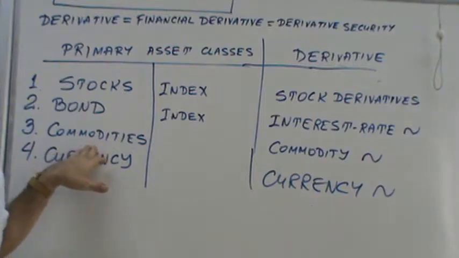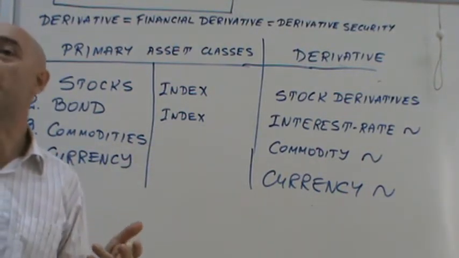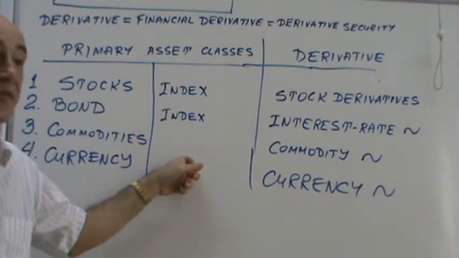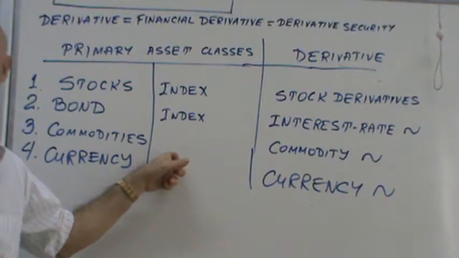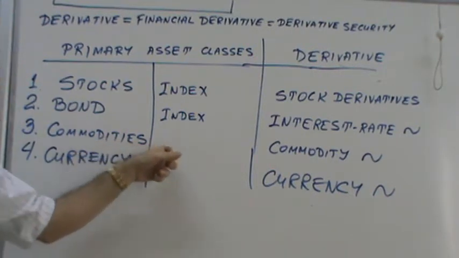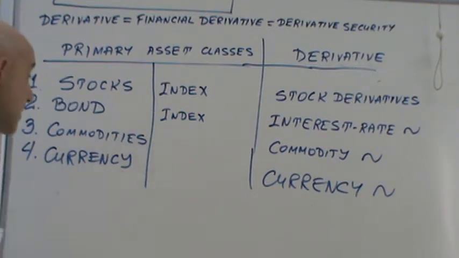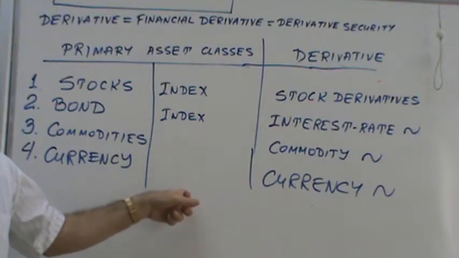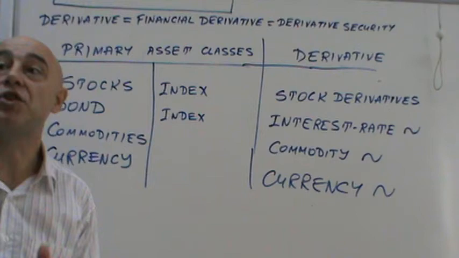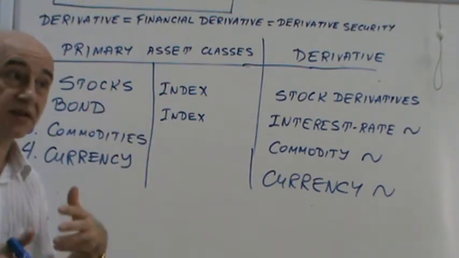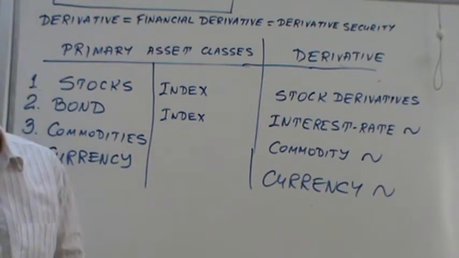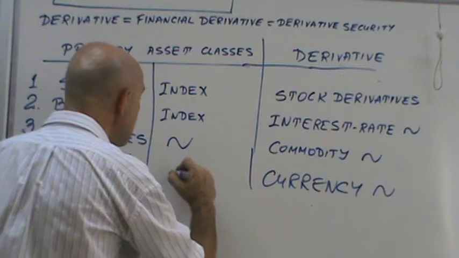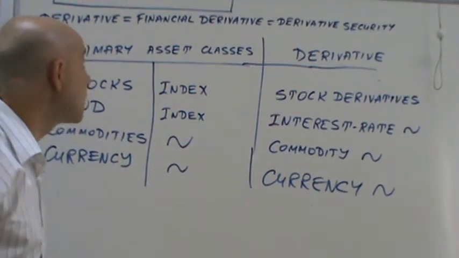Okay. Same thing with commodities. You may have an index on precious metals. You may have an index on agricultural commodities. You may have an index on what? Base metals. You may have an index on energy, okay, which are important commodities. And then currency. You could have a derivative on the Japanese yen or euro, but you can have a currency index like the dollar index. And the dollar index is an index that measures the value of a dollar as a weighted average against, let's say, euro and yen and a bunch of other currencies, Swiss franc and so on. So for each of these, you may have an index and then a derivative on that particular index.